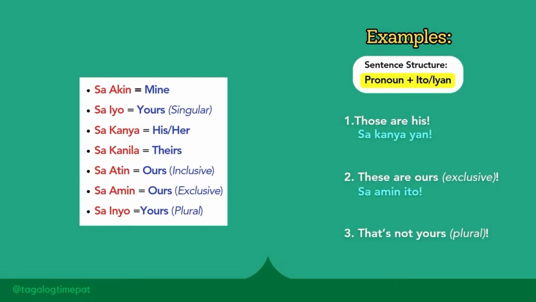Number 2, these are ours. Exclusive would just be sa amin ito. Sa amin ito. So we are just following that sentence structure, pronoun, then the demonstrative pronoun. Number 3, that's not yours. Plural is hindi sa inyo yan. Hindi sa inyo yan. So you just add the word hindi at the beginning to mean not.